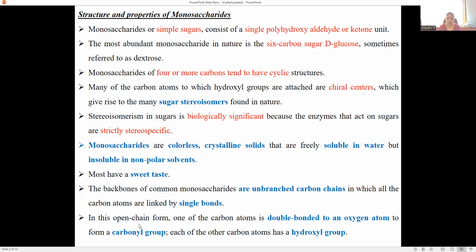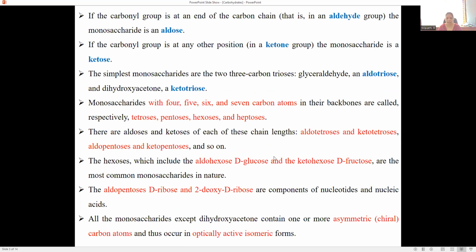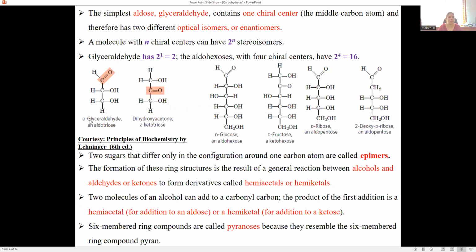You can write it in the form of an open structure, or you can write it in the form of a ring structure also. So I'll just show you some of the structures. In the open structure, you can see CHO, which is the aldehyde group, and you have more than one hydroxyl group, so you define it as polyhydroxy.